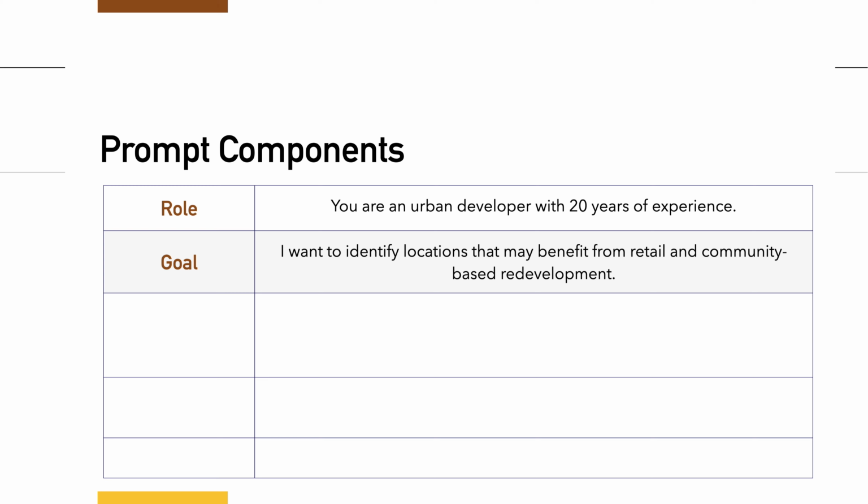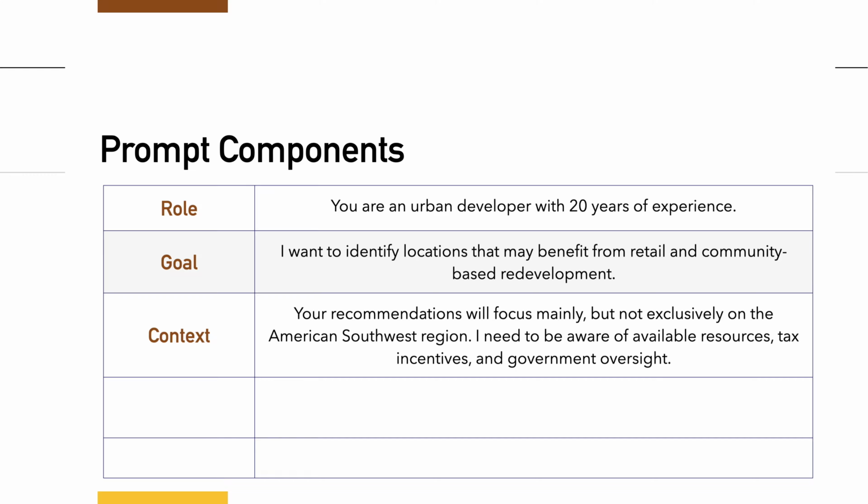Next, I can tell Copilot, your recommendations will focus mainly but not exclusively on the American Southwest region. I need to be aware of available resources, tax incentives, and government oversight. This is important context. If I only want answers related to Arizona, I can specify that. If I want to expand to the Southwest region, I can specify that. Context gives scope to your request.